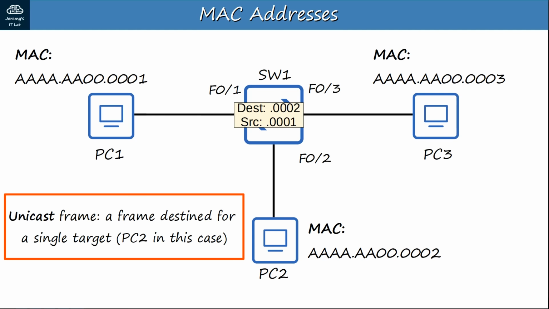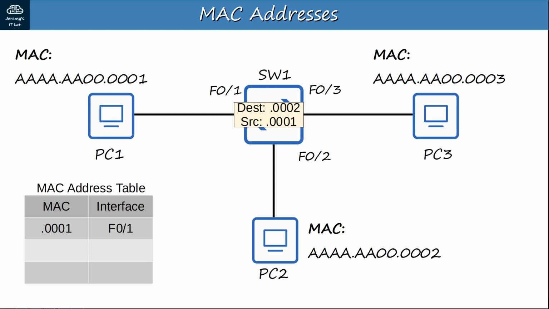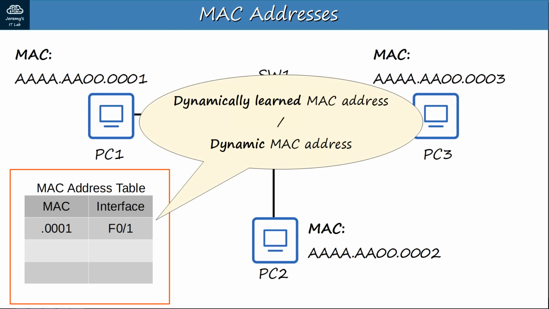PC1 sends the frame through its network interface card, which is connected to switch 1, and switch 1 receives the frame. After switch 1 receives the frame, it looks at the source MAC address field of the frame and then uses that information to learn where PC1 is. As you can see here, it adds the MAC address AAAA.AA00.0001 to its MAC address table, and it associates that MAC address with its F0/1 interface. This is known as a dynamically learned MAC address, or just dynamic MAC address, because it wasn't manually configured on the switch. The switch learned it itself.